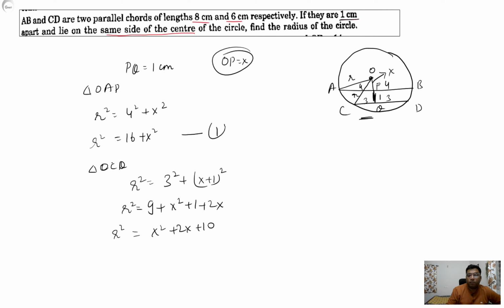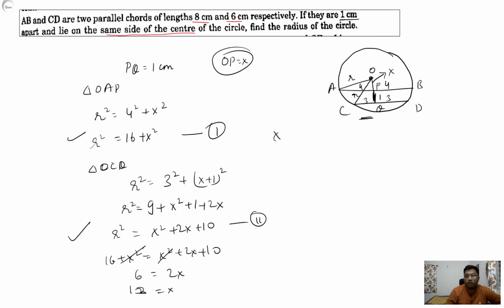If this was my equation number 1 and this was my equation number 2, they are both equal to the radius square. So I can equate them, right? So what I'll get, 16 plus x square is equal to x square plus 2x plus 10. And from both the sides, x square will cancel out. So what do I have? 2x, I'll keep it this side, 10 transfer to that side, you'll get 6. So x you will get as 3. I'll write it here, x is equal to 3.